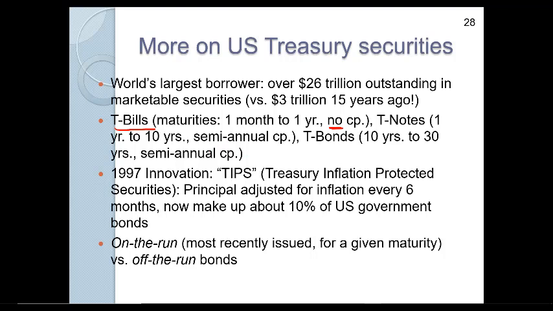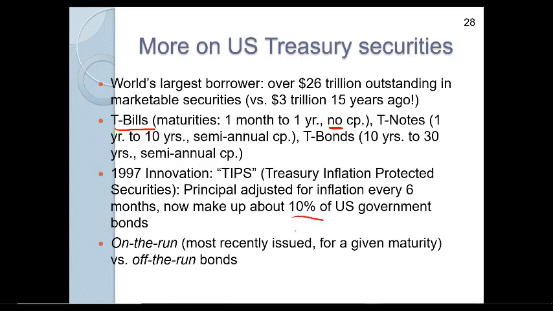There's another type of bond called the TIP. It was introduced in 1997, and that's basically a bond that protects against inflation. So the principal is adjusted for inflation every 6 months, and it's about 10% of the market in the US.